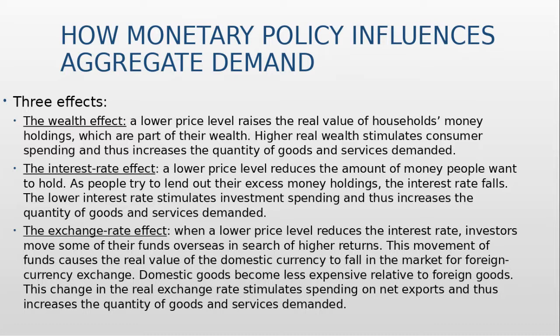So first off, let's start with how monetary policy influences aggregate demand. Now, we've mentioned some of these concepts in the last chapter, but we'll revisit them. So there's three effects monetary policy has on aggregate demand. The first is the wealth effect, and that is the idea that a lower price level raises the real value of households' money holdings, which is a part of their wealth. So higher real wealth stimulates consumer spending and thus increases the quantity of goods and services demanded.